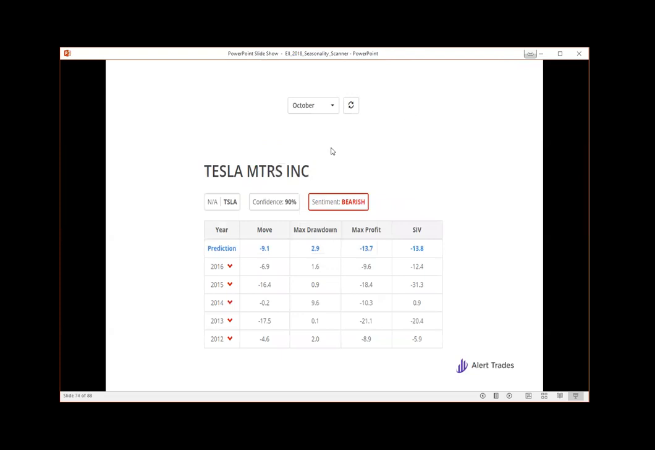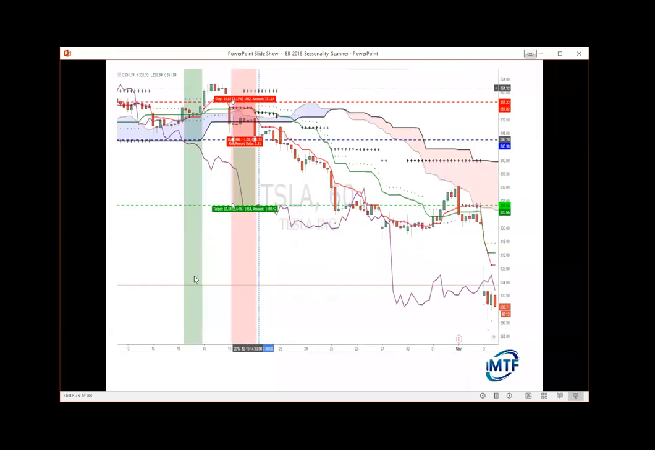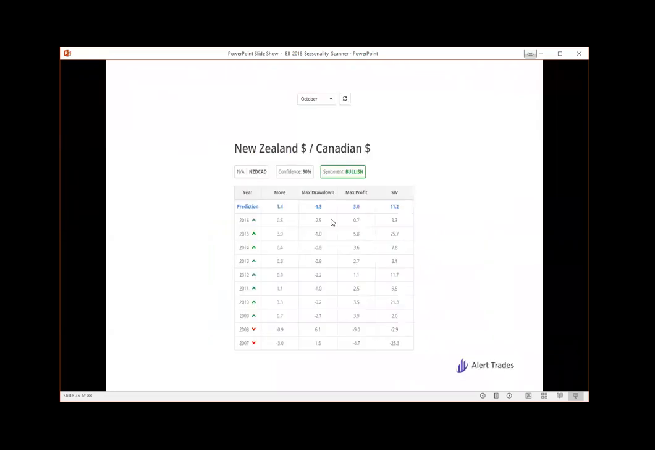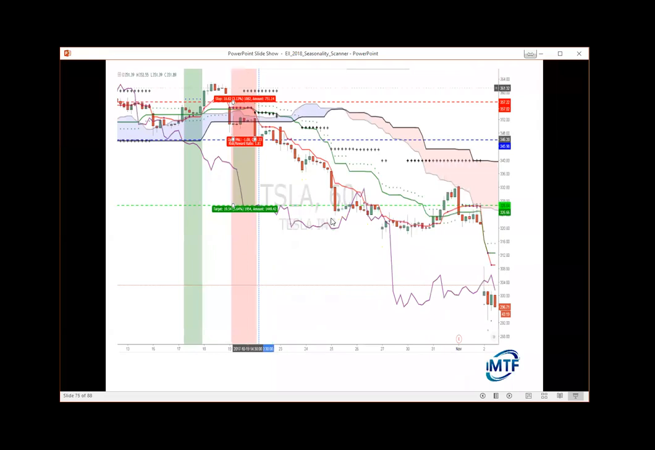Tesla, another popular stock that people are talking about all the time. I love this trade. This is a great trade. Everyone was thinking bullish, bullish, yep. So we had a confidence of 90% with the SIV of 13.8. And the risk reward also was more than a 3-to-1 there. And so, yeah, we did get a bearish on that Tesla, and you saw it went all the way to the black dots there, which gave us almost a 2-to-1 on the risk reward.